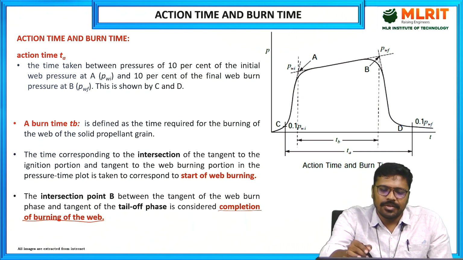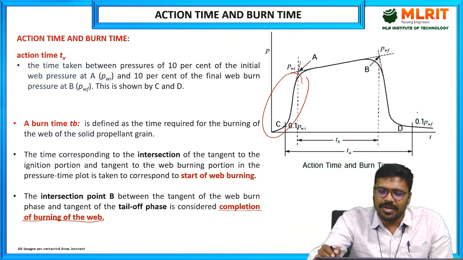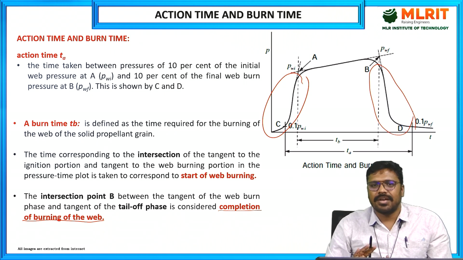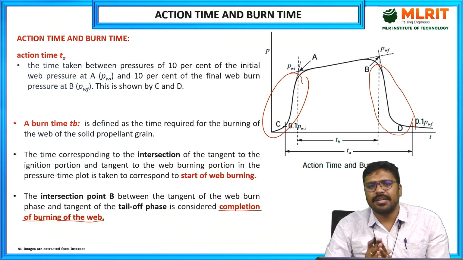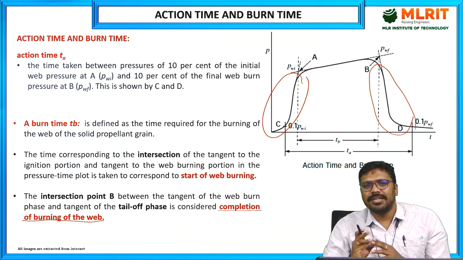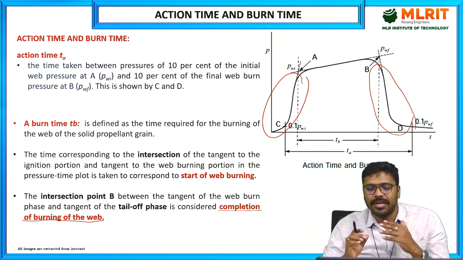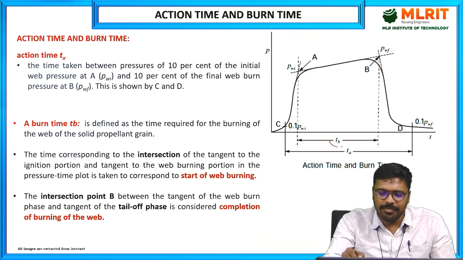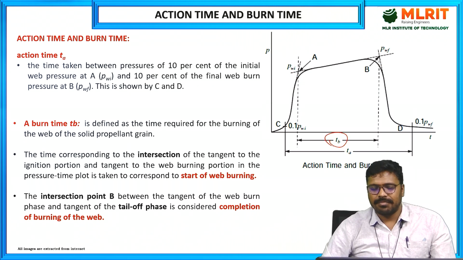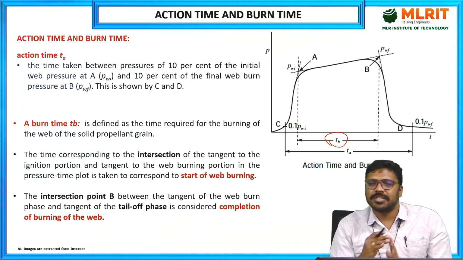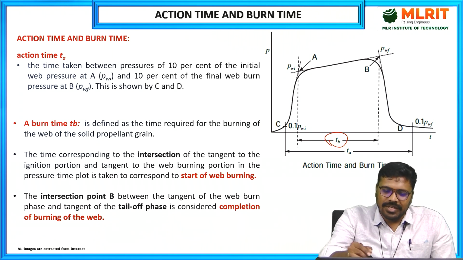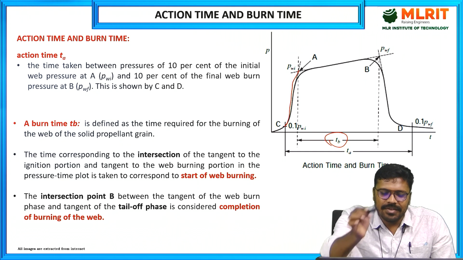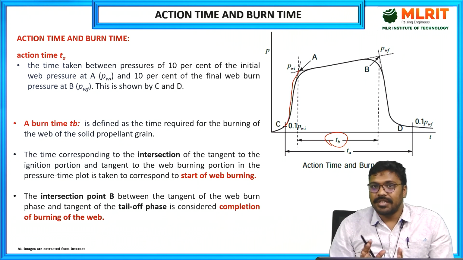During this region the thrust produced by the rocket is less. Even though we'll get some amount of thrust, it is not actually useful. So that's why the burn time is very important. Burn time is important, and even the difference between burn time and action time is also very important. The time taken to reach the initial web pressure also matters for instantaneous burning of the propellant grain.